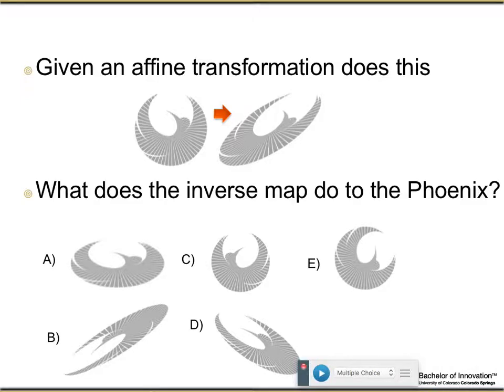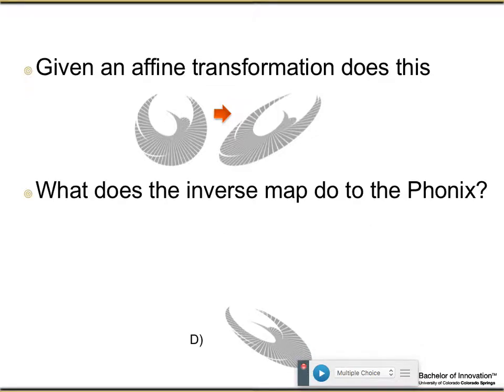Okay, so if the original matrix does this, the inverse does this. That's the way it is. So an inverse shear applying this, which is shearing it this way, will give us D as the answer, which most people got.